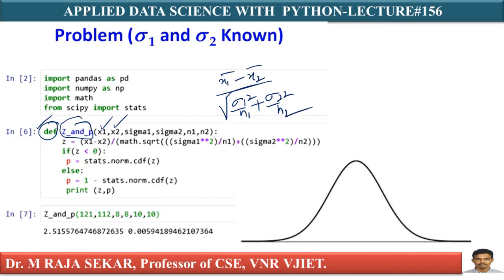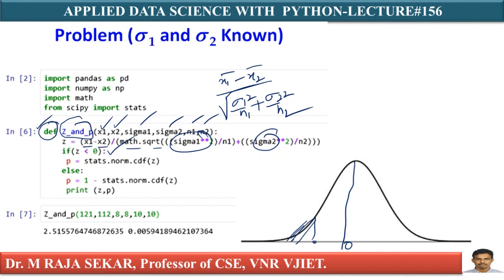This is my formula. This is sigma 1, sigma 2, n1, n2. The formula says x1 minus x2 over math.sqrt, the square root of sigma 1 square by n1 plus sigma 2 square by n2. This is my z value. I already explained how to calculate it. If z is less than 0, it is simple. Here is my z. Z less than 0 means somewhere like this. If z is less, use stats.norm.cdf, isn't it?